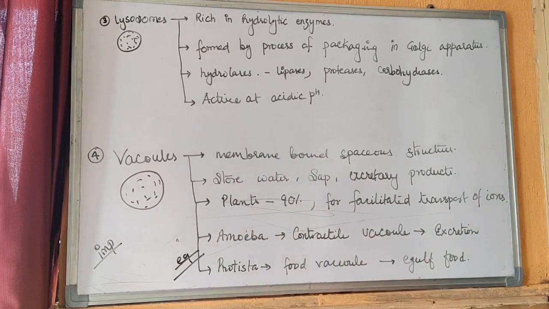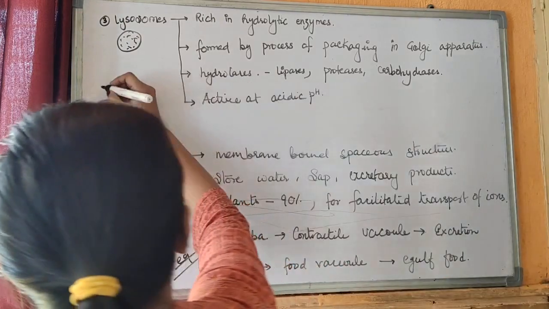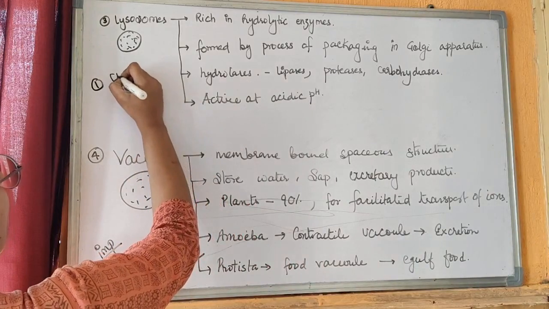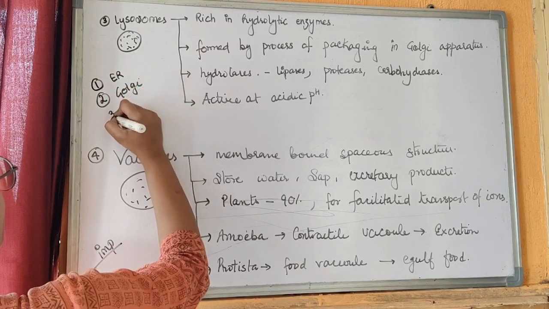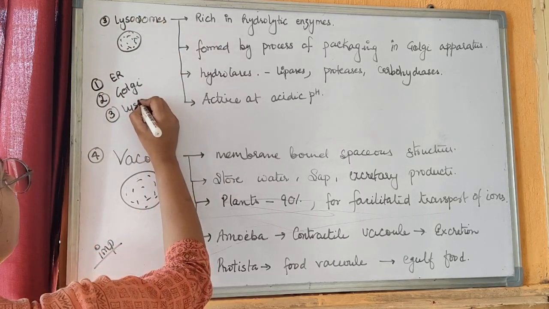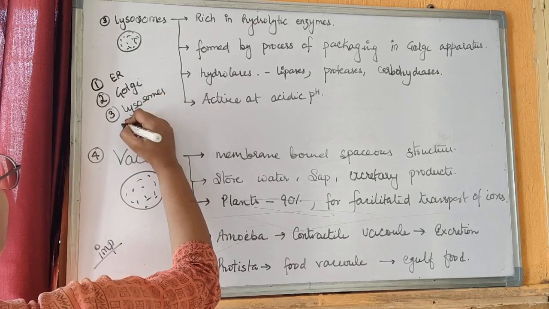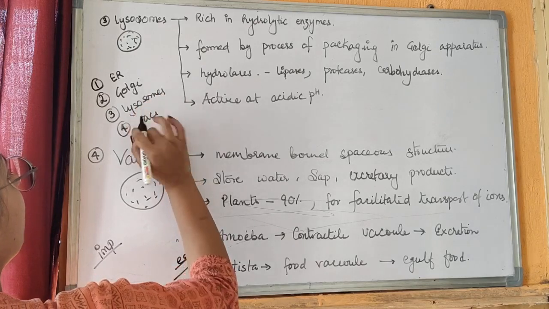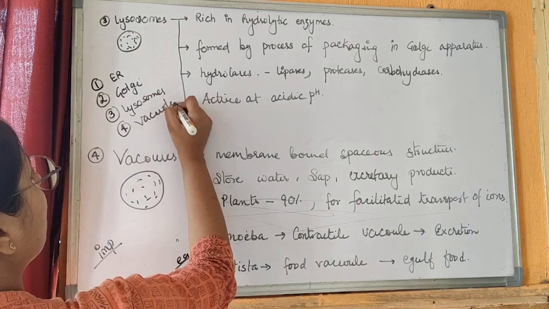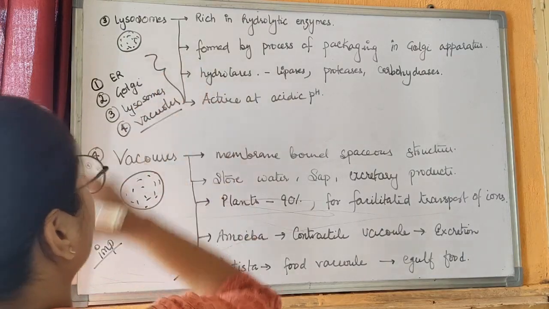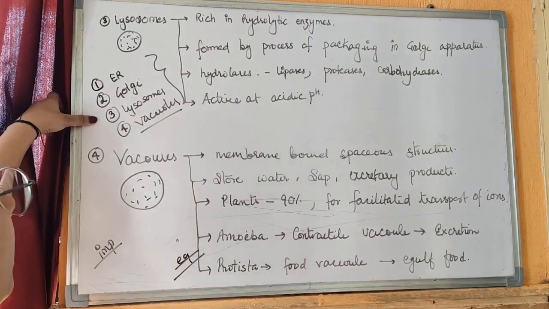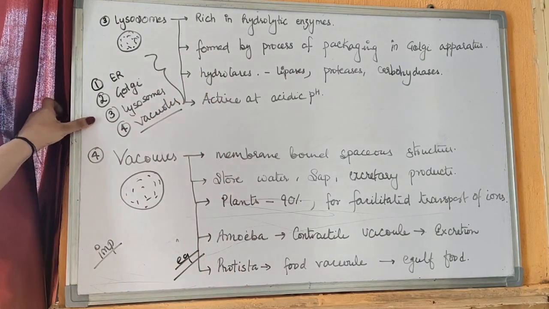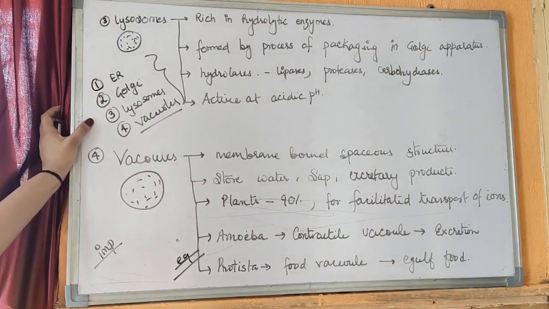Thus, we have studied four parts of the endomembranous system. The first one was the endoplasmic reticulum, second was the Golgi apparatus, third was the lysosome, and the fourth is the vacuole. These four membranous structures work together in a coordinated fashion, and are very important for the cellular functioning of a cell.